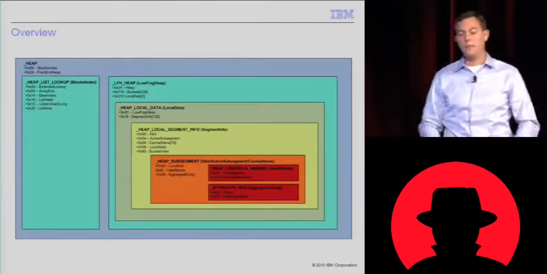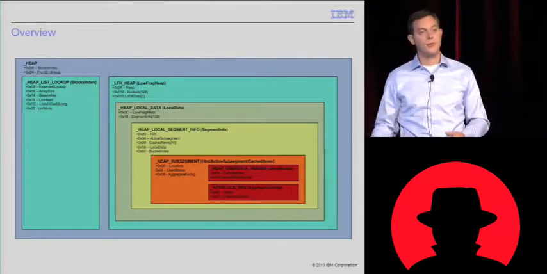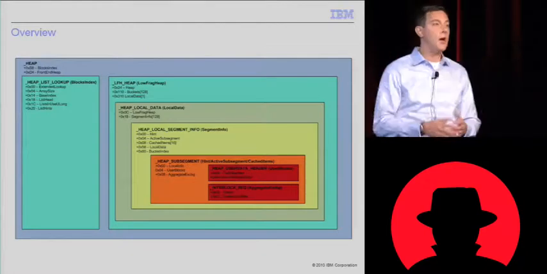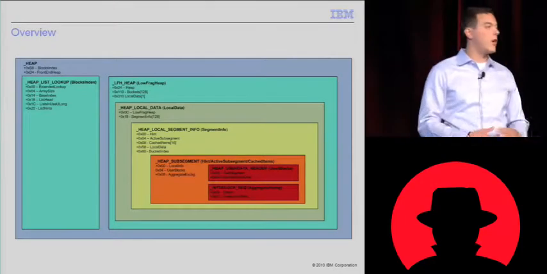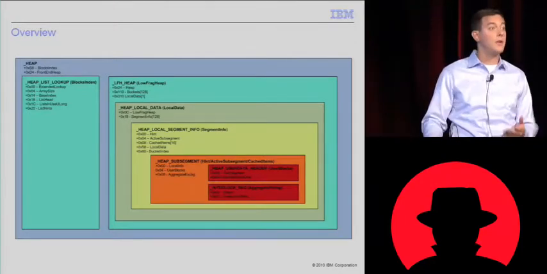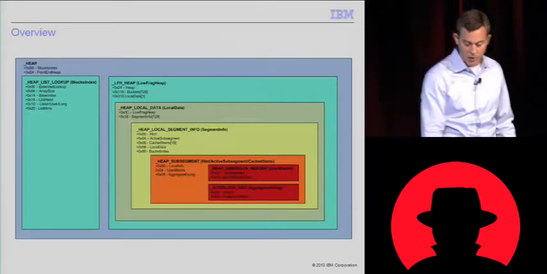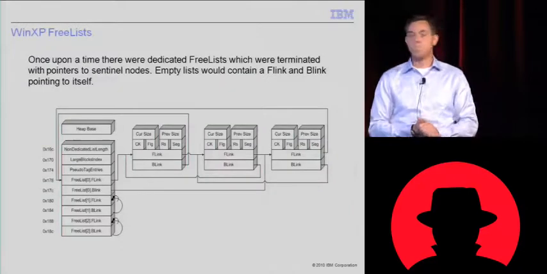That low fragmentation heap contains a heap local data, which contains an array of heap local segment info structures, which contains heap subsegments. And those subsegments, they hold pointers to committed memory, right? And it holds a structure that's going to keep track of how much of that memory is left and where I should get the next piece. So I think this diagram kind of works out well how everything works. On to the architecture section.